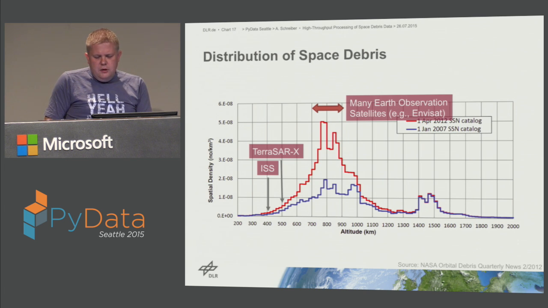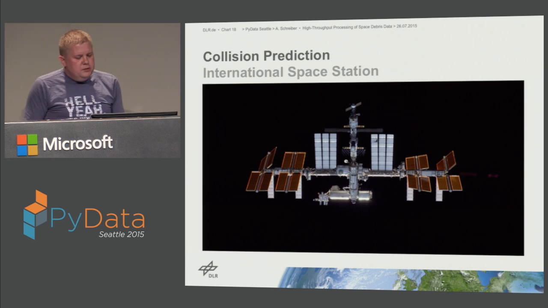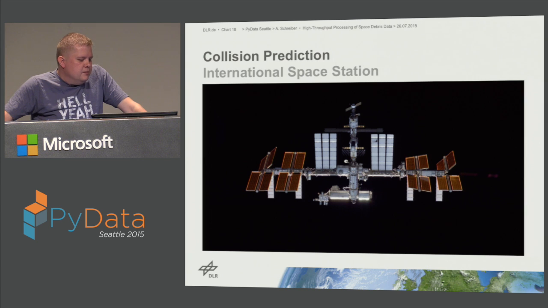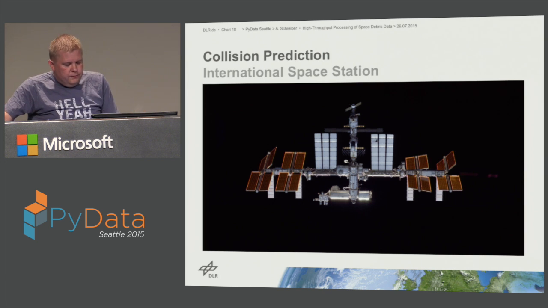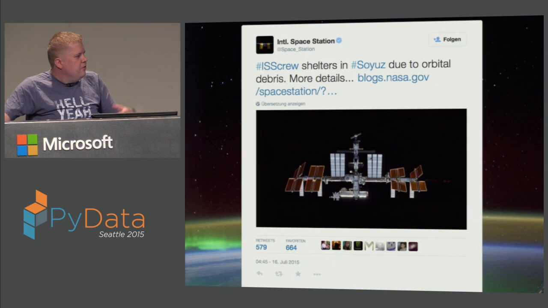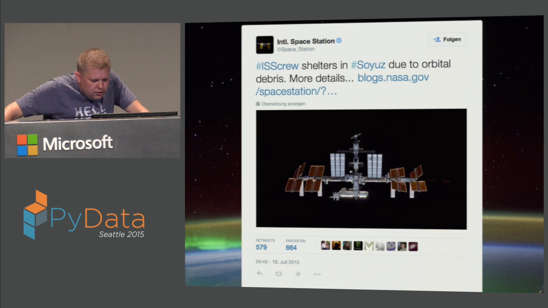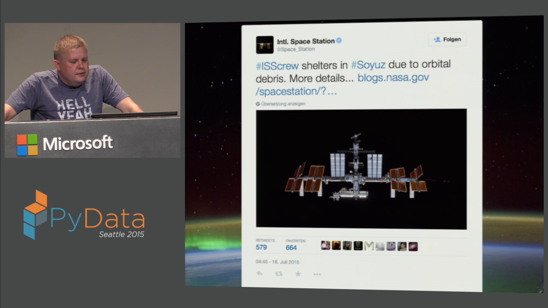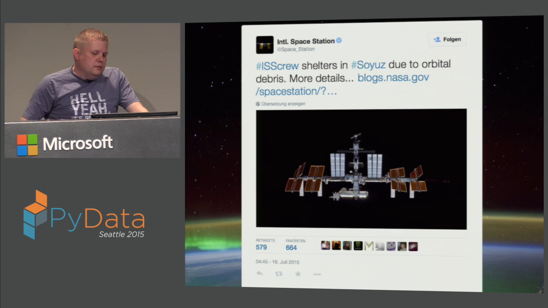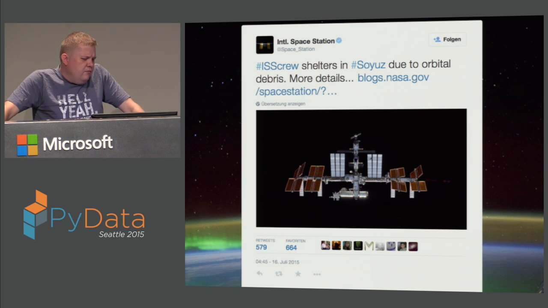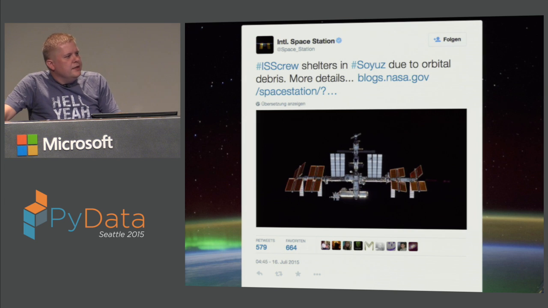Why is it important to deal with space debris? Well, we want to predict collisions, of course. For the space station or manned space flight, it's important to predict probable collisions. And for the space station, this happens every couple of months or weeks. Actually, this was 2 weeks ago, July the 16th. The crew of the ISS had to leave the ISS, and they went to the Russian Soyuz module because there was a space debris particle crossing the way of the ISS. I don't know exactly, they were in the Soyuz a couple of hours, and then they went back to the ISS because the space debris particle didn't hit the ISS.